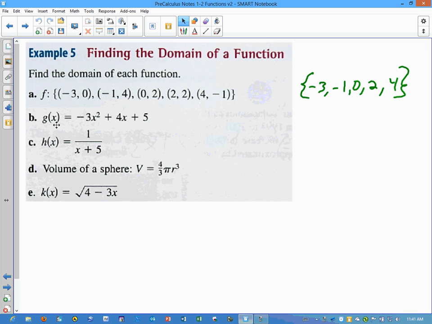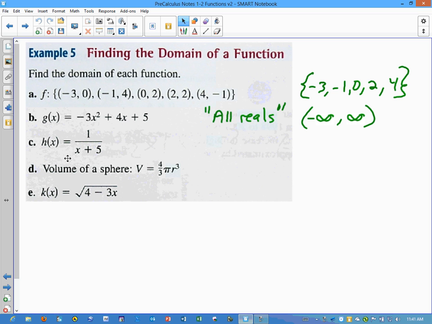All right, for the next one, we should recognize this as a polynomial. And we like working with polynomials. They're very easy to work with because right off the bat, we know that the domain for polynomials is all real numbers. No matter what real value we plug in for x, you're going to get a single real value as an output. So therefore, we can call them all reals, or we can use the interval notation from -infinity to +infinity.